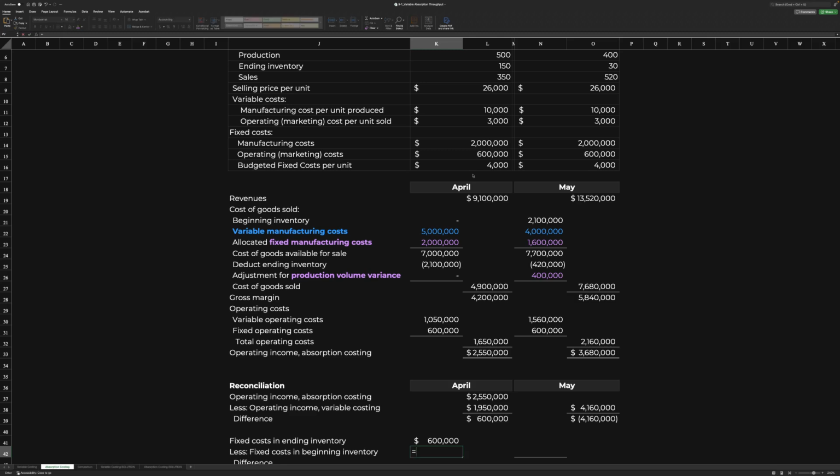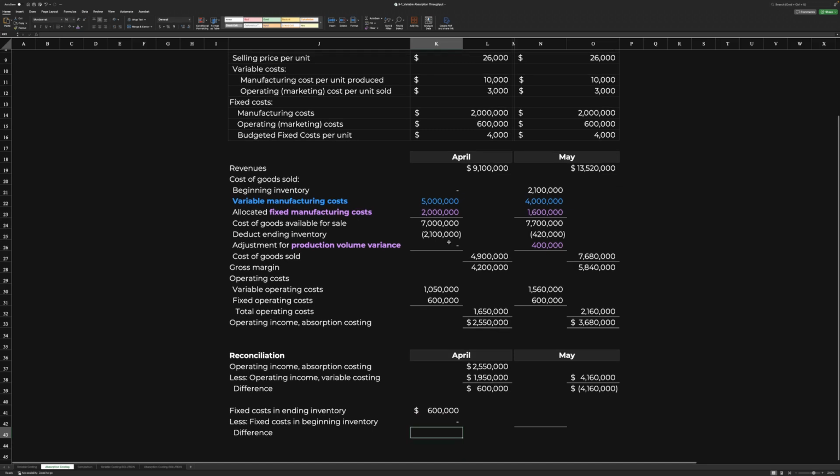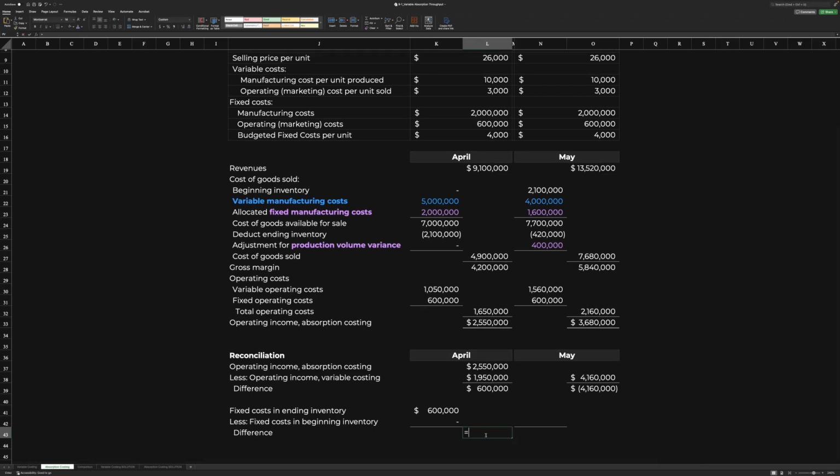The fixed costs in beginning inventory, well, the business didn't have any beginning inventory in April. And so if we want to compare, we can see that there's a $600,000 difference in the fixed costs in ending inventory versus beginning inventory under absorption costing, which is exactly the difference in operating income between absorption costing and variable costing.